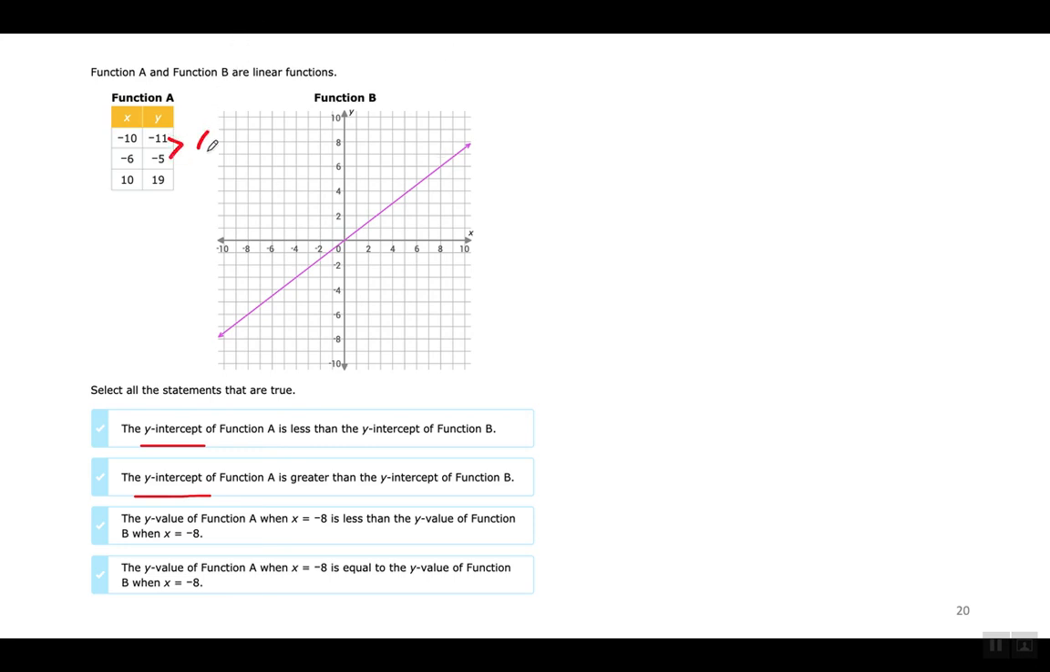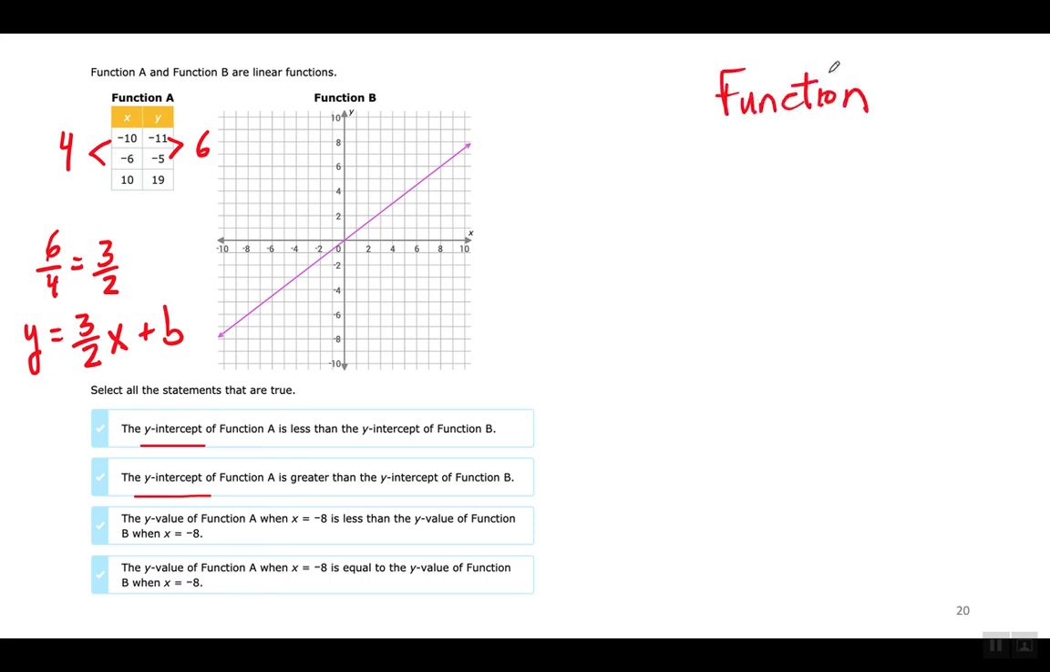So the slope is 6 over 4, which is going to equal 3 over 2. Okay, so for function a, we got y equals 3 over 2x plus b. Okay, el slope de función a es 6 sobre 4, que cuando lo simplifico me da 3 sobre 2. And let me just continue over here. So function a, y equals 3 over 2x plus b.